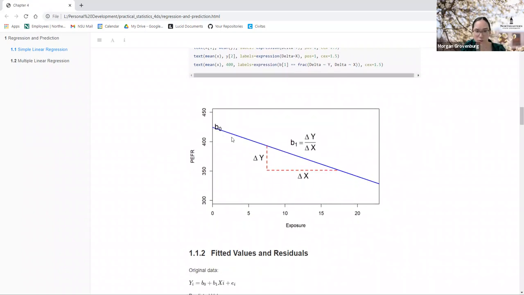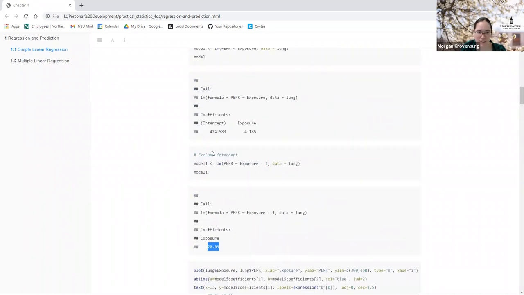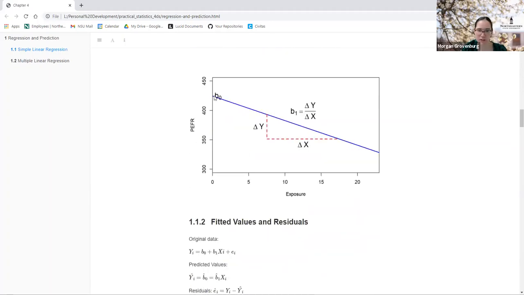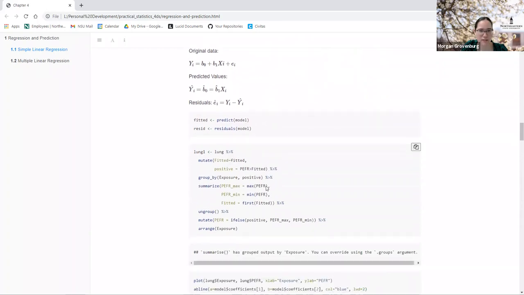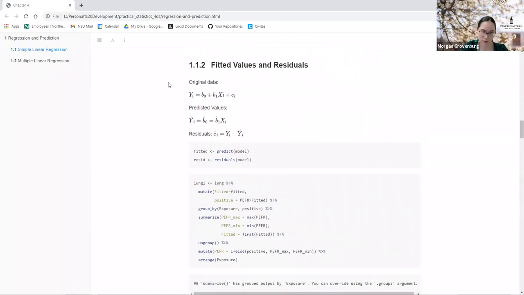So this is the original line that has the intercept up here. So 424 plus negative 4 times the exposure. You have your y-intercept right here, your b naught, and then this slope down. It's showing that the coefficient for your exposure variable is that change in y divided by the change in x, so delta y over delta x. And it's negative. All right, and now we're talking about the residuals.